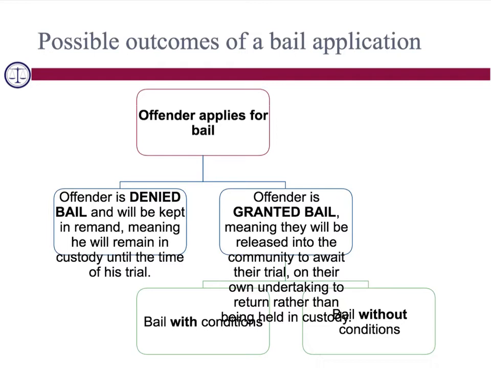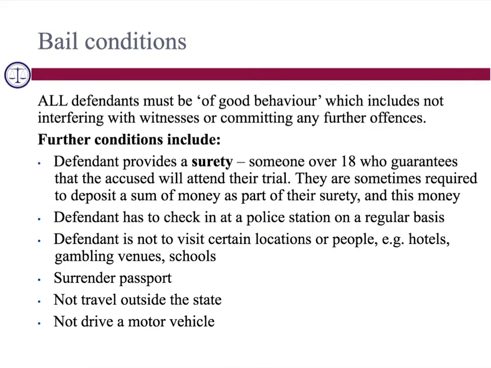If they are granted bail, they could be granted bail with conditions, so conditions that they would have to comply with, or they could be granted bail without any conditions at all. When bail is granted, sometimes the magistrate will require that the defendant comply with certain conditions. So all defendants must be of good behaviour during their period of bail, which includes not interfering with witnesses or committing any further offences. Some further conditions include defendants must provide a surety, which means someone over 18 who guarantees that the accused will attend their trial.